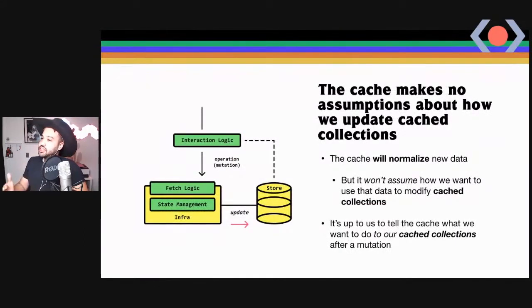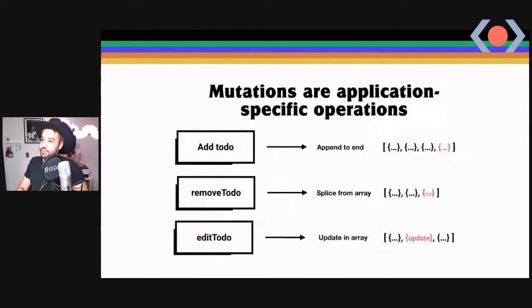Okay, well, it's because the cache doesn't make assumptions about how we want to update cached collections. So when we did the query to get all to-dos, we created a local copy of some of those to-dos. When the cache sees new data coming in that it hasn't seen before, it will always normalize it. It'll always compute the uniqueness and then add it onto the cache flat. But it will not assume how we want to use that new data to modify our existing cached collections. And this is a good thing.